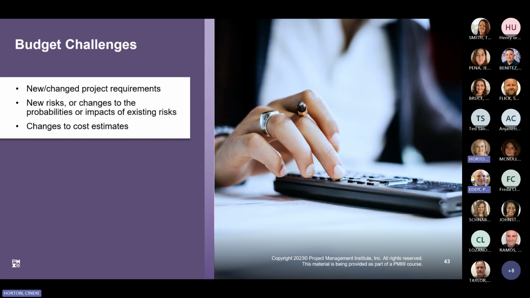And those challenges might include new or changed project requirements, risks or changes to risk probability or impact, or changes to cost estimates resulting from economic factors like inflation, procurement contract modifications, resource costs, and so forth.